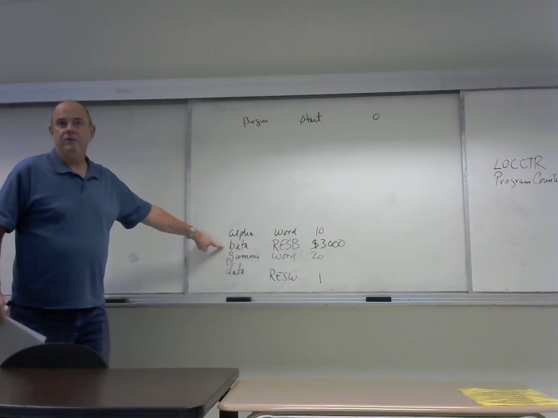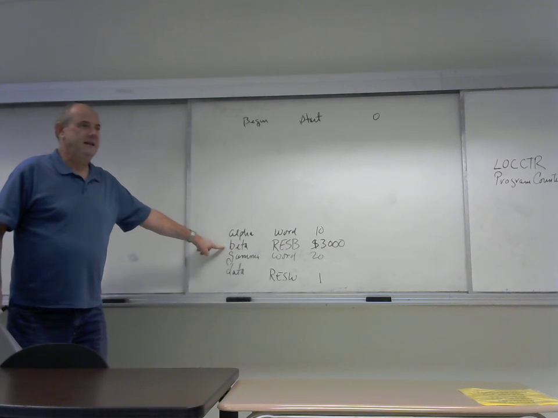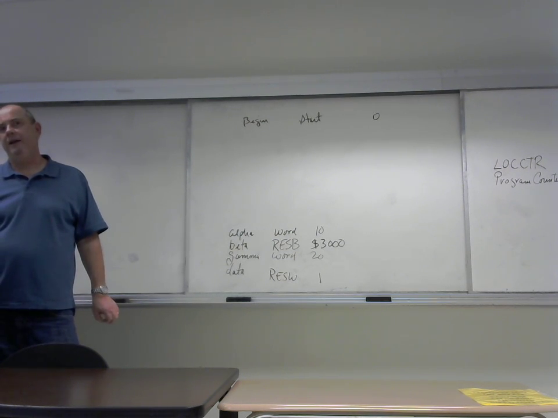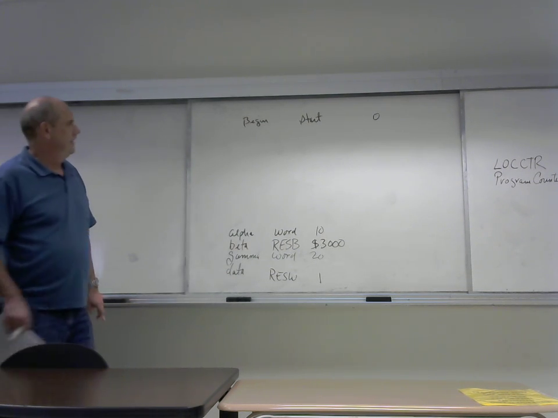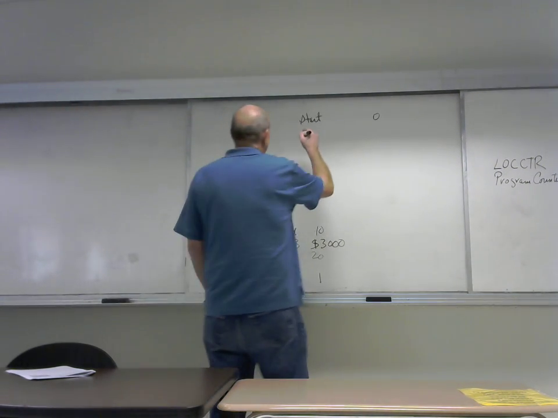Beta, 3000 in hex. So this is how many bytes in decimal? Anybody? About 12K. So is it going to be out of range? Yes. Okay, so let's get some instructions.